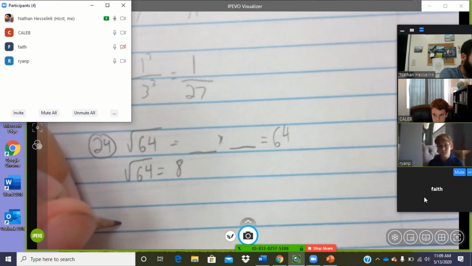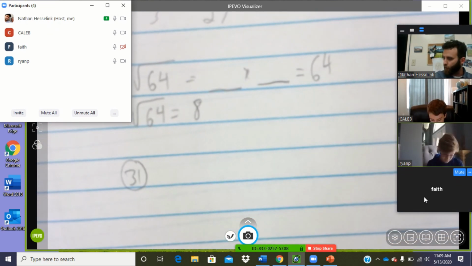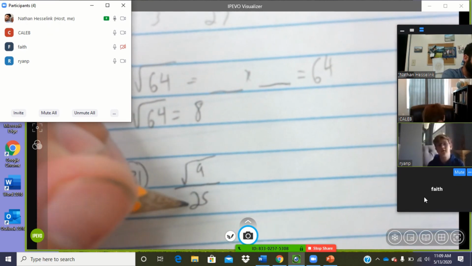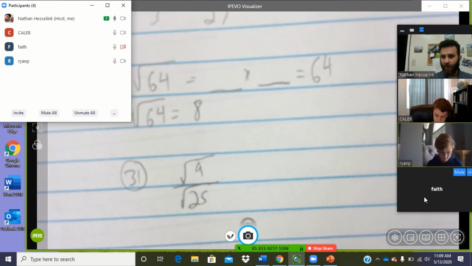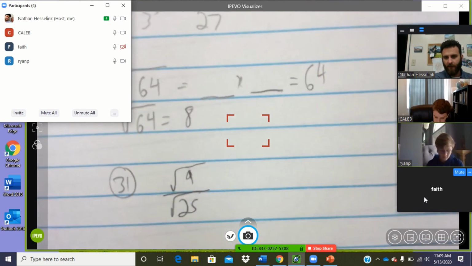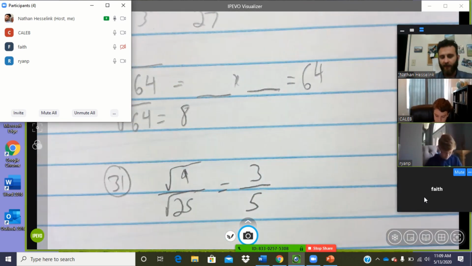So on number 31, the square root of 9/25 is really saying the square root of 9 over the square root of 25. What should be our final answer? 3/5. Yeah, the square root of 9 is 3, and the square root of 25 is 5. Our final answer should be 3/5 because 3 times 3 is 9, so we take 1 3. 5 times 5 is 25, we use 1 5. That is the exponent lesson.